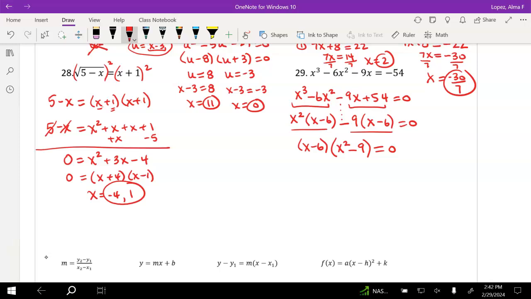This is also a difference of two perfect squares. We can solve it by the square root method, quadratic formula, but I'm going to factor it. This factors into x plus 3 and x minus 3. Now I can find my three answers. The first factor will give me a 6, the second factor a negative 3, and the third one a 3. You get that by setting each factor equal to 0 and solving.